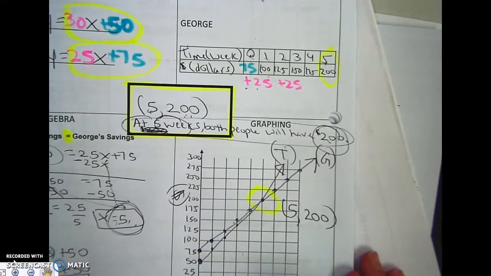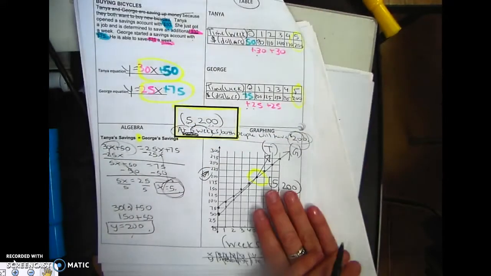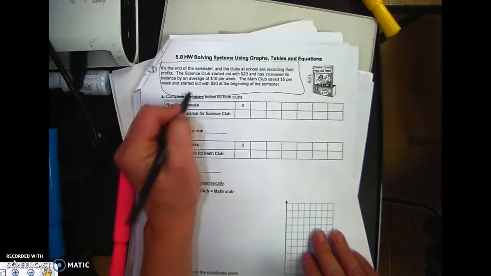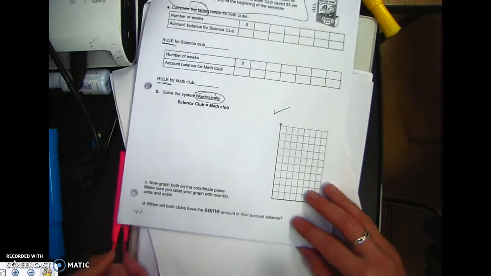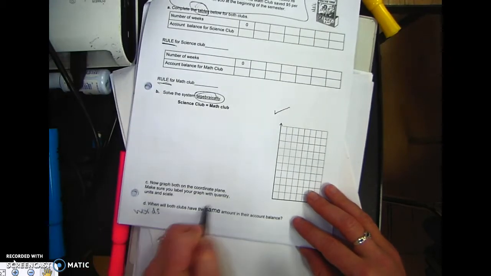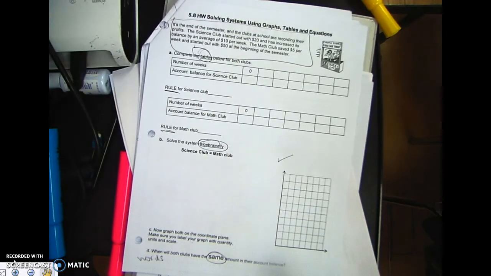Okay? So what I'm expecting you to do is be able to do a problem in all these different ways. Your homework is going to be take this situation, do tables, do the equations, solve it using algebra, graph it, and then write in words where they are the same. Okay? So you're taking this problem, doing all of that. That is your homework. Do that right now, please. Thank you.